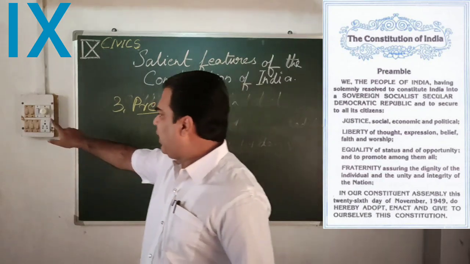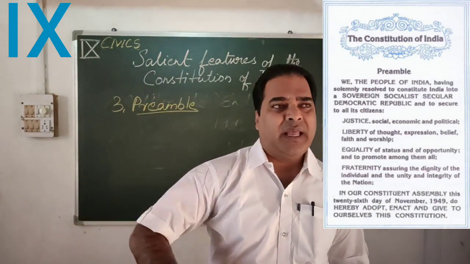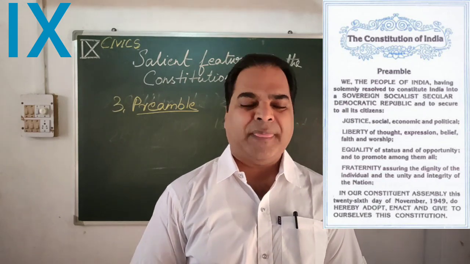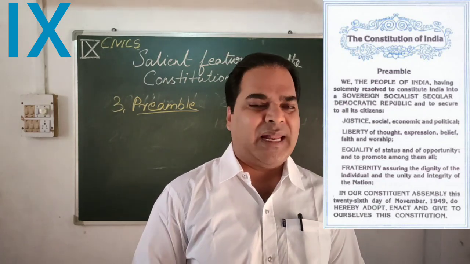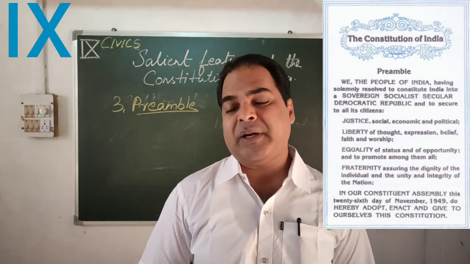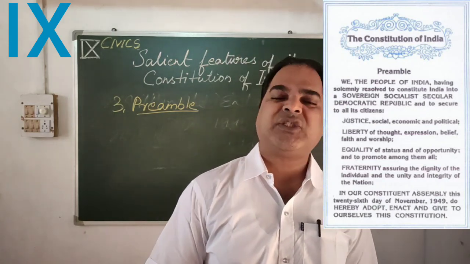Now next one we have is democratic country. India is a democratic country. We have a representative form of government. Here the rulers are elected by the people. They form the government. If they don't work properly, then they are thrown out again in the next election.